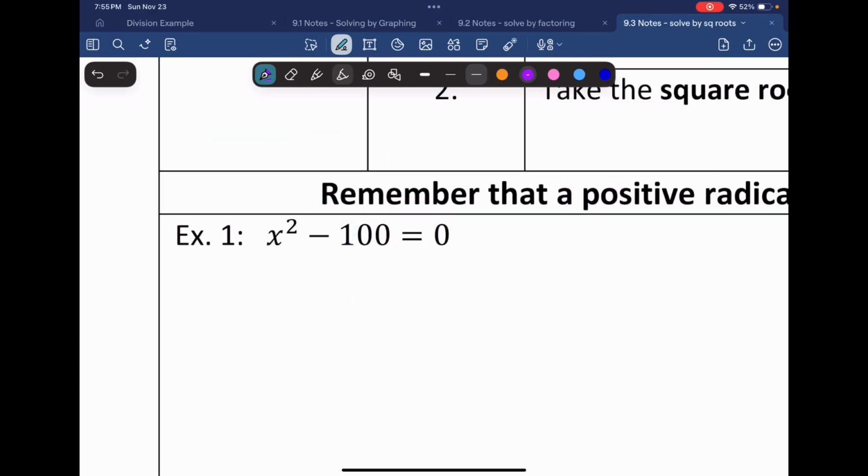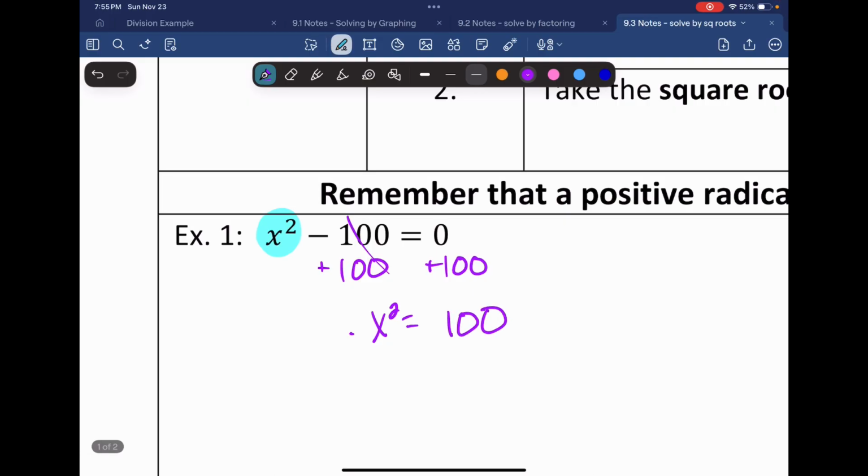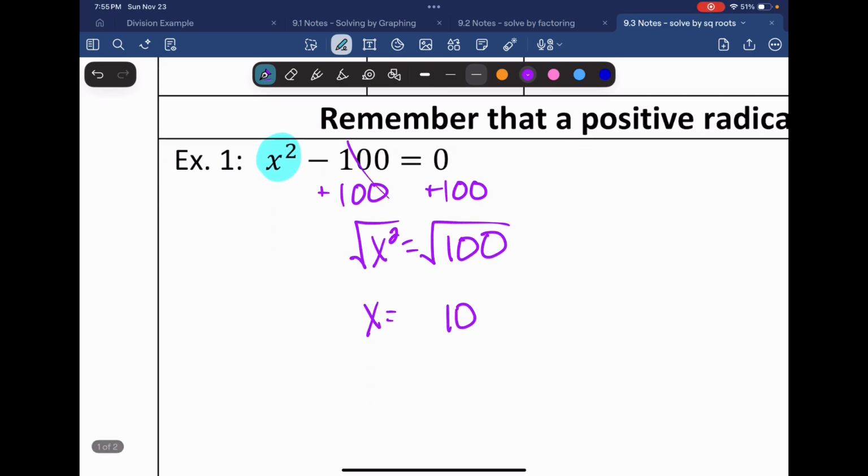So get your radical or your square by itself. You're going to add the 100 to both sides. Take the square root of both sides. Square root of 100 is 10. Okay, but you used a square root to solve. You need to make sure that you include your plus or minus. This means one answer is a positive 10. One answer is a negative 10.